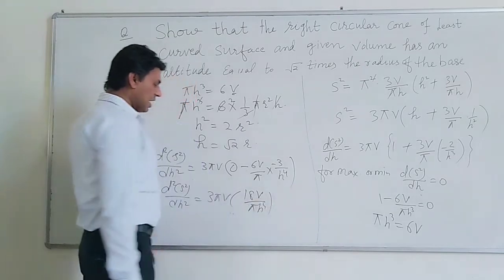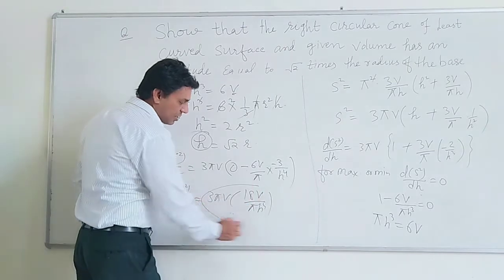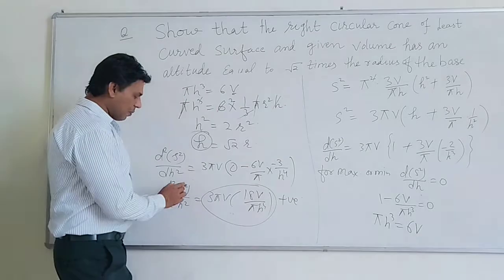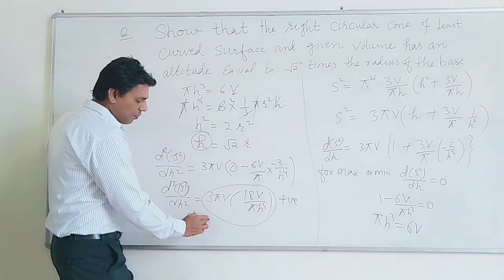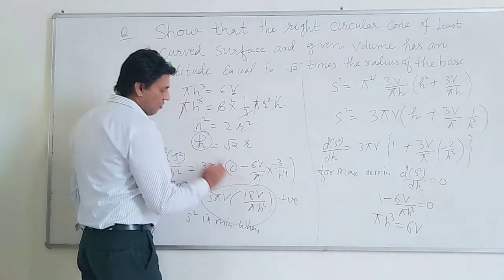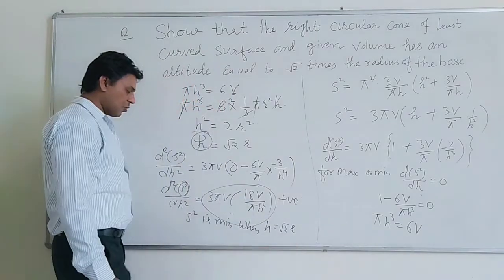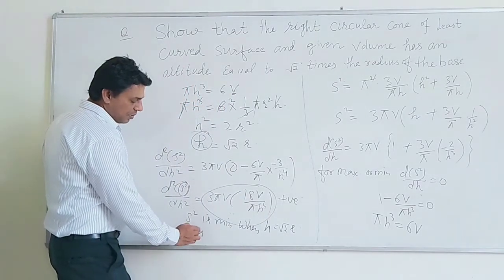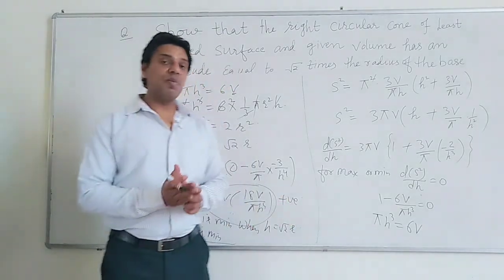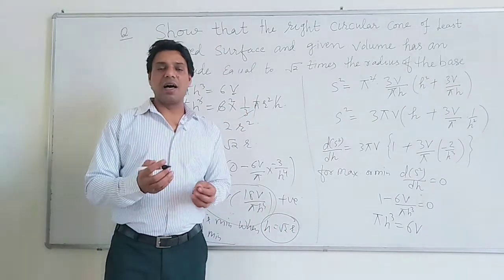Now tell me, if you put the value of h, the whole expression, just see the sign only, will be positive. So on positive, s² is minimum. S² is minimum when h is equal to the stationary value, at h equal to root 2 r. So s is also minimum. Finally we have shown that the surface area will be minimum when the height of the cone is root 2 times r.